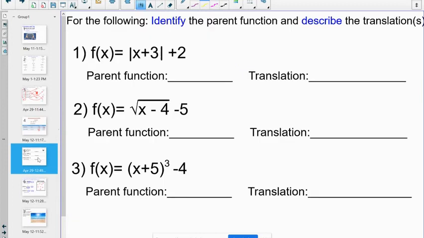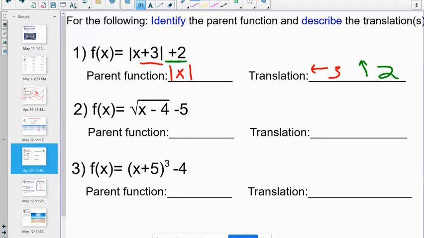Okay. Now we're going to do some practice. So what is the parent function here? This number 1. So we're identifying the parent function, and then we're describing the translation or translations, because some might have 2, some might have 1, which we shall see. So the parent function is the absolute value. So I'm just going to write absolute value of x. Translation: what's inside that grouping is plus 3. Since it's plus 3, it's going left 3 units. And then plus 2 at the end, up 2. And we'll do the same thing.